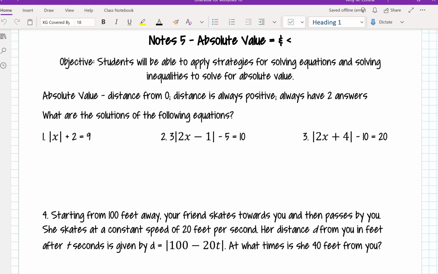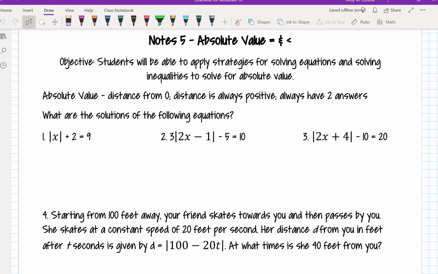Hey everyone, all right, so we're going to do notes 5. We're going to do absolute value with equations and inequalities. The biggest thing is that we're going to apply what we already know and just tweak it a little bit because of the absolute values. You're applying everything you've already learned.